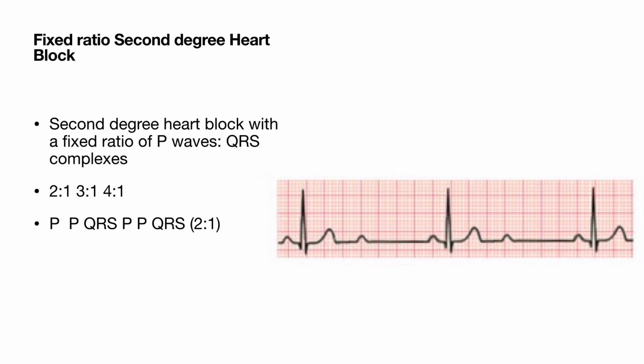Fixed ratio second degree heart block. There may be alternate conducted and non-conducted atrial beats, or one conducted atrial beat and then 2 or 3 non-conducted beats, giving twice or 3 or 4 times as many P waves as QRS complexes. This is called 2:1, 3:1 or 4:1 conduction pattern. Here ventricles respond to every second, third or fourth impulse, giving rise to 2:1, 3:1, 4:1 AV block.